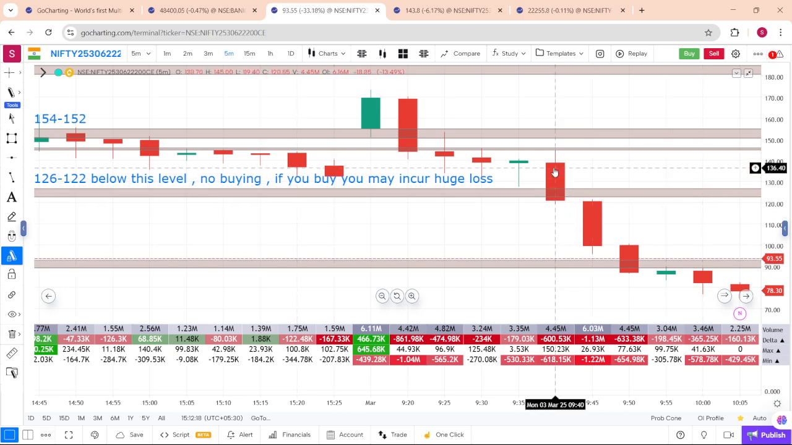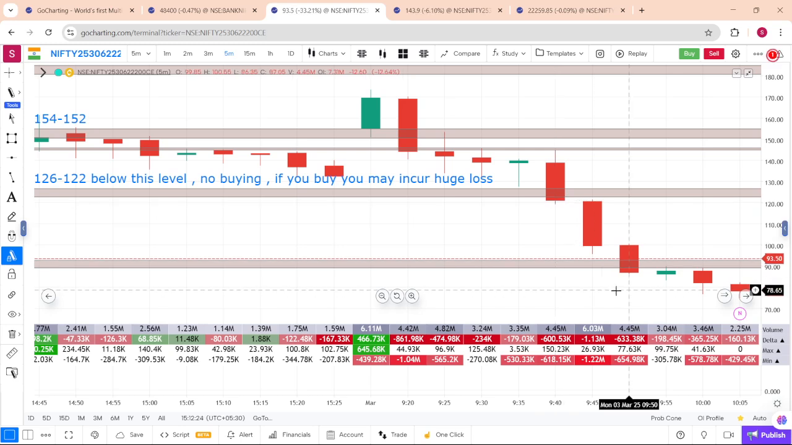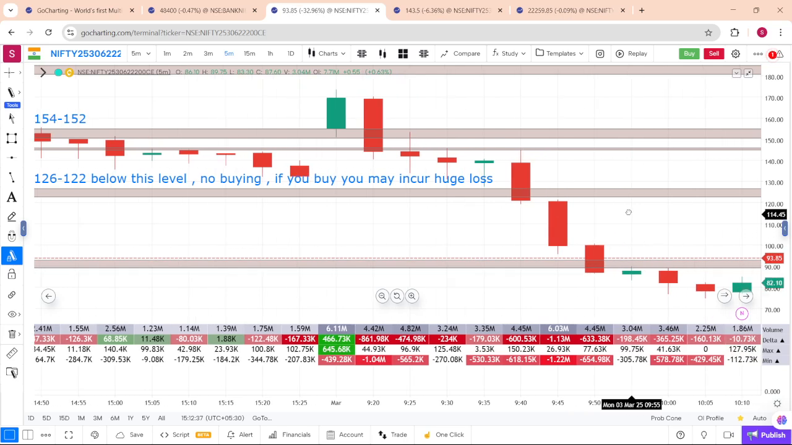So no buy happened. You see what happened? The important support level broke. It closed below this support line and went down like anything. And this is the support, 89, 94 is the support. This candle closed below that. That means it will go down again. No buying.